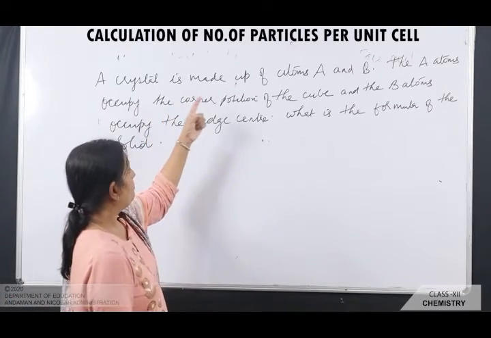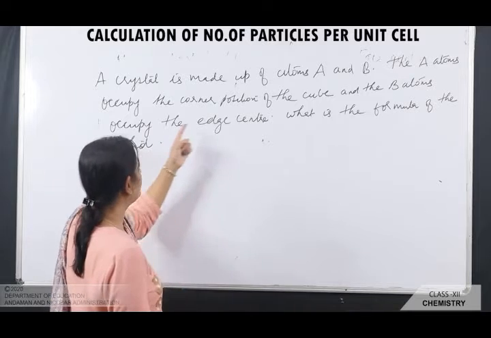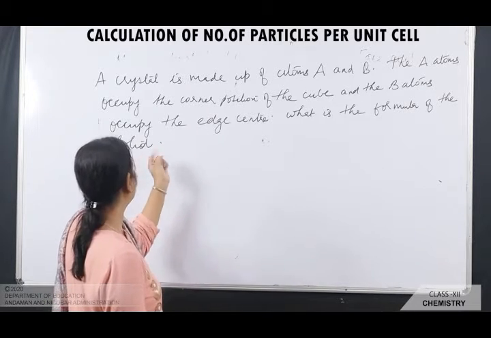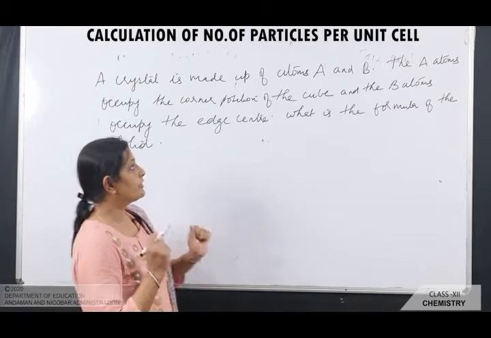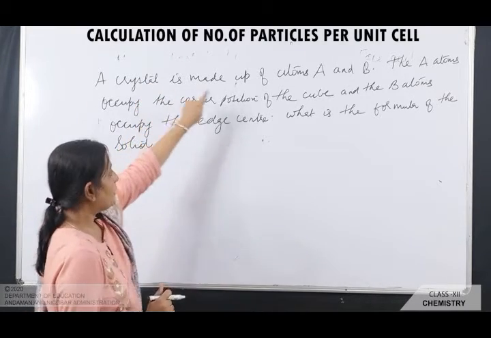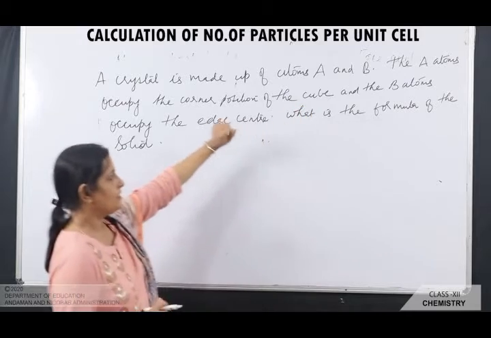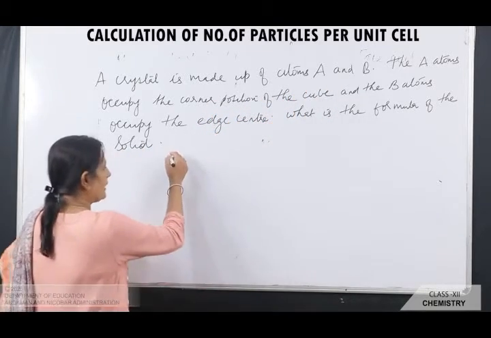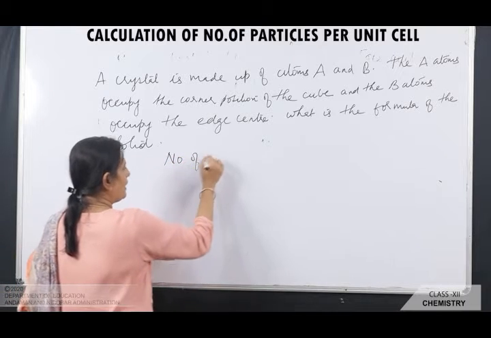A crystal is made up of atoms A and B. The atoms A occupying the corner position of the cube and the B atoms occupy the edge center. What is the formula of the solid? Now, how will you do this question? See here, it is made up of two atoms A and B. So, you have to calculate the number of A atoms and number of B atoms. Now, how will you calculate? See here, number of A atoms.